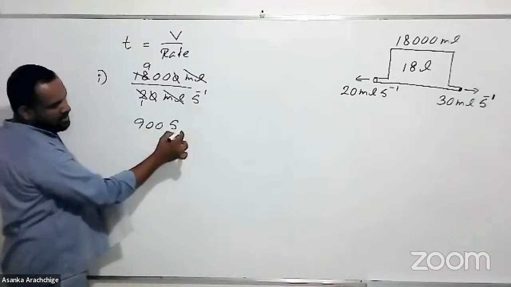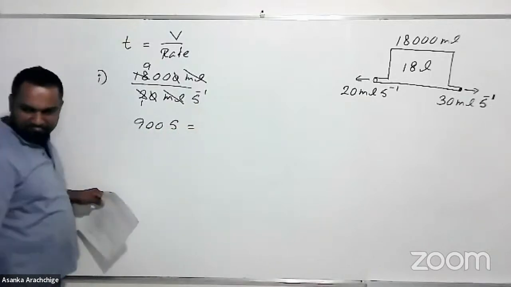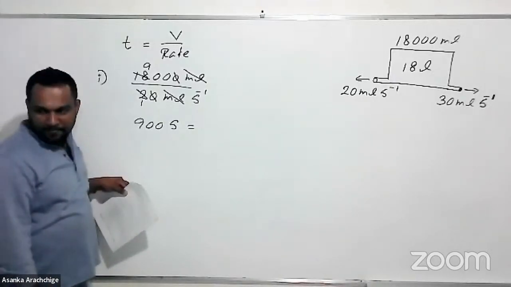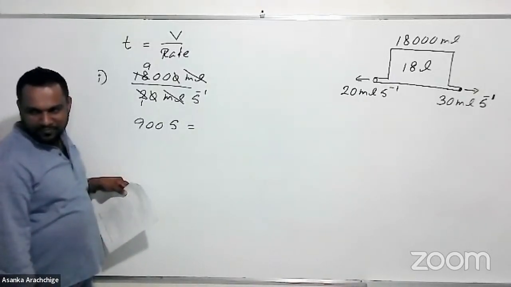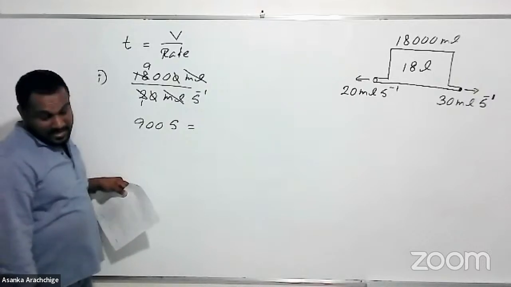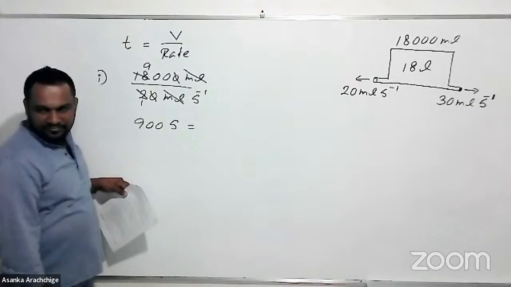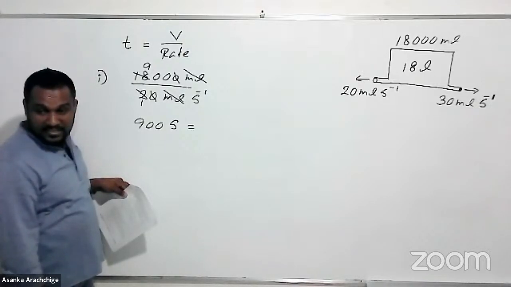So how many minutes are here? Divide 900 by 60. How many? Grade 10 students take too long to divide 900 by 60.